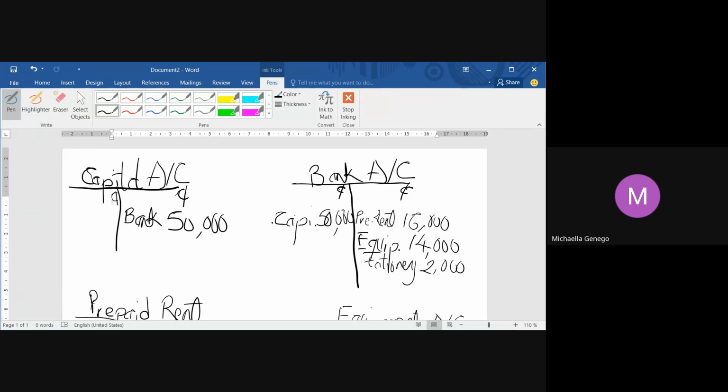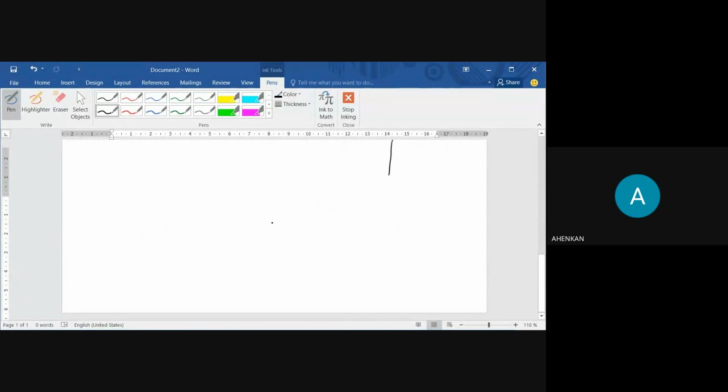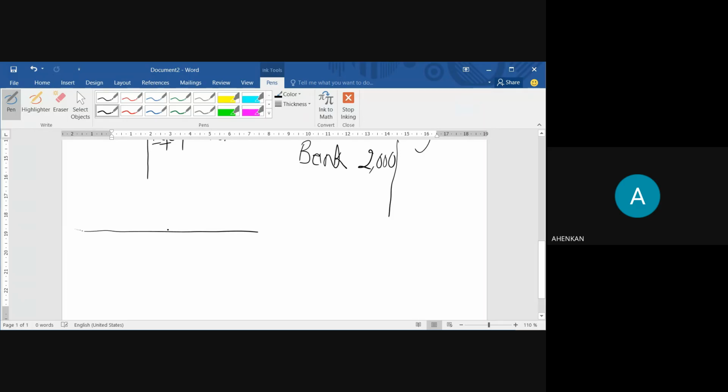Okay, the next transaction, number 6. The business paid 6,000 Ghana cedis by check to IPMC to reduce the firm's debt. So what accounts are we opening? The bank account and the IPMC account.